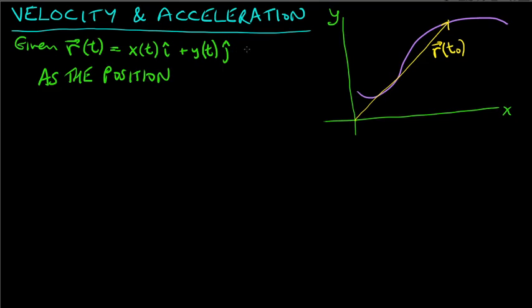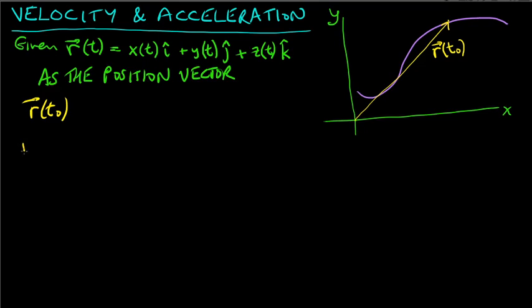or in this case, in the plane, but you can easily add a z component to this if you want. So we're thinking about this as the position vector here. As time moves along, the position vector will change. In particular, we have the position vector here at some time t0, let's say.